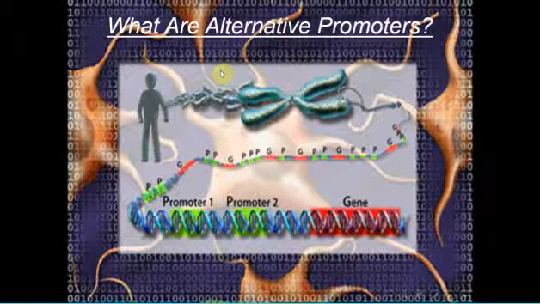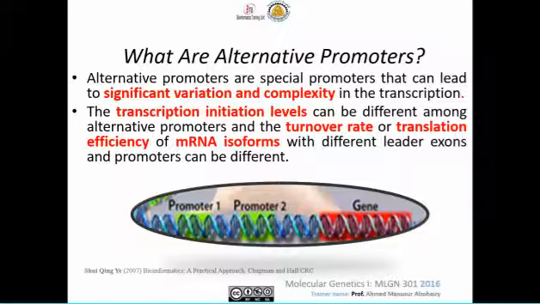What are alternative promoters? A gene may have two or three or different promoters that control the expression of the gene. So as we saw, we now know the meaning of a promoter and what one promoter consists of. Now we take another example of alternative promoters, which means that the same gene may have different or multiple promoters. Alternative promoters are special promoters that can lead to significant variation and complexity in transcription. The transcription initiation level can be different among alternative promoters, and the turnover rate and translation efficiency of mRNA isoforms with different leader exons and promoters can be different.